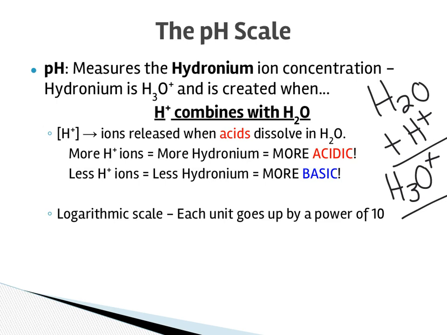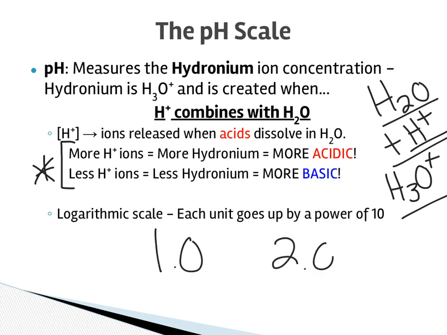Okay, so hydrogen ions are released by acids when they dissolve, and we'll get back to that. Make sure you record this. The more hydrogen ions there are, the more hydronium you're going to make, because the more H+ you have, the more it attaches to the H2Os, and you make more H3O+. That means it's more acidic. If I have less of those, then I'm going to be more basic. The pH scale is known as a logarithmic scale. So if a solution has a pH of 1.0 versus a pH of 2.0, that means the 1.0 is 10 times stronger. So it isn't just moving up by a power of 1.